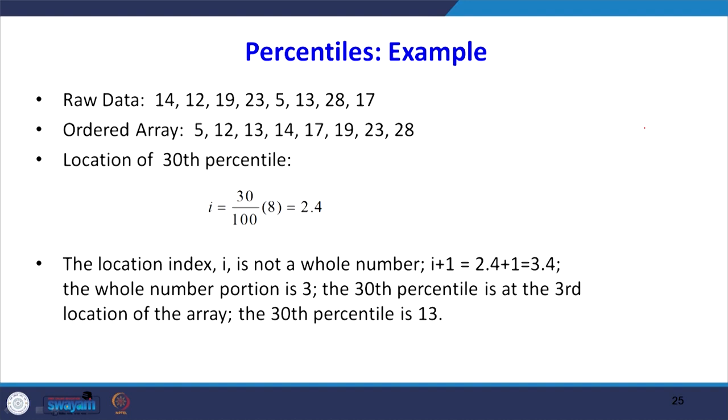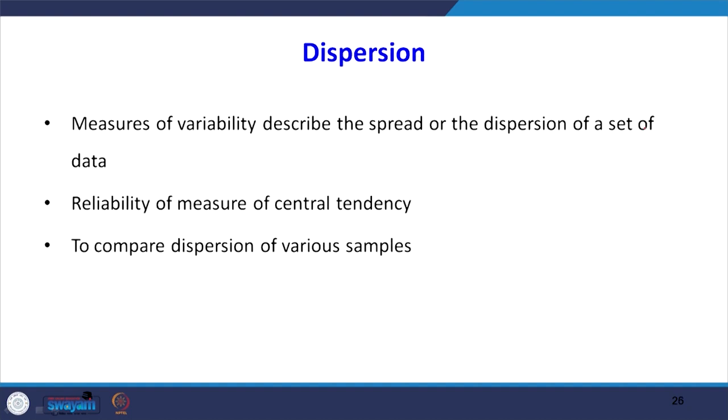For knowing the 30th percentile, first I have to find i, that is 30 divided by 100 multiplied by 8, so 2.4. The i is the location index, as I explained in the previous slide. i is not a whole number, so you have to add i plus 1, so 2.4 plus 1 is 3.4. In 3.4, the whole number portion is 3. So the 30th percentile is at the third location of the array. When you look at the third location, it is 13, that means a person who scored 13 marks has a corresponding percentile of 30.